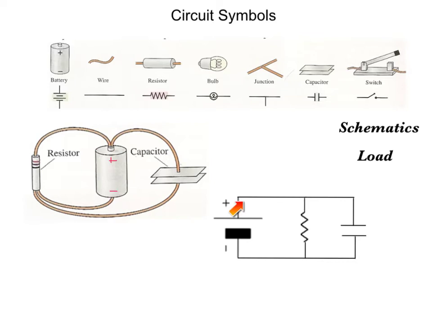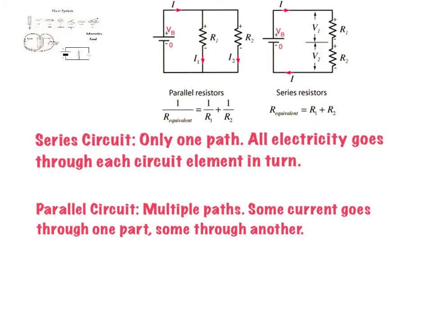Follow the current. Now, circuits are classified by the type of path that the electricity follows as it goes around the circuit. There's two types of circuits, series circuits and parallel circuits. In a series circuit, there's only one path for the electricity. All the circuit components are in a line connected by the conductor so that all the electrons flow through each component in turn. In a parallel circuit, there are different paths that the electricity could go. Some of the electrons will go one way and some will go a different way.